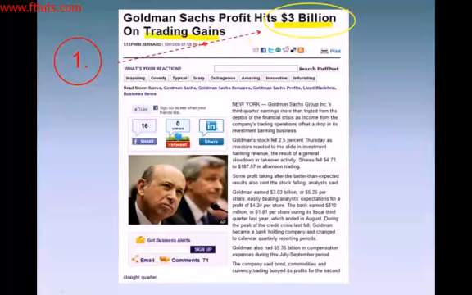So Goldman is one of those players. And as a matter of fact, they get a lot of criticism for this because often there are conflicts of interest. But nevertheless, I really want to highlight for you in this article as a first point the magnitude of the profit that is made on these trading gains, on the trading side of things.